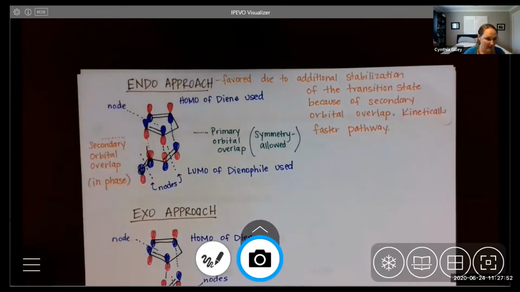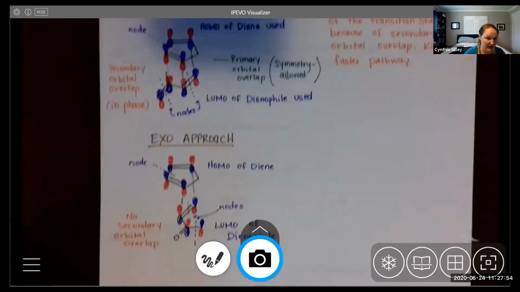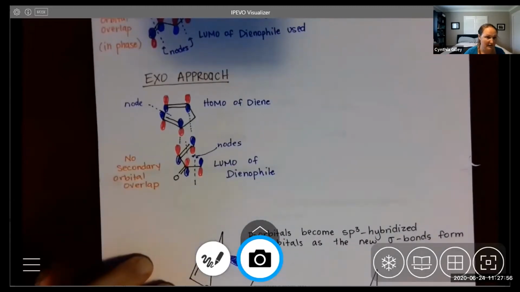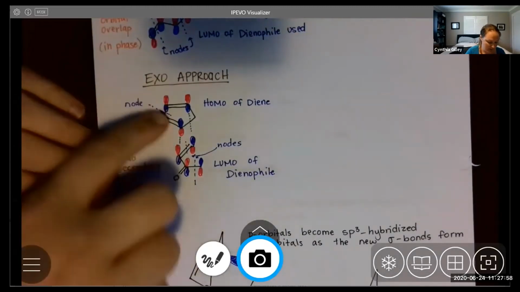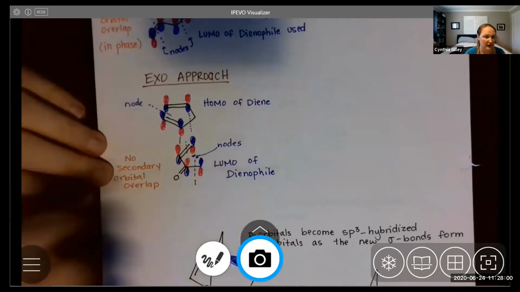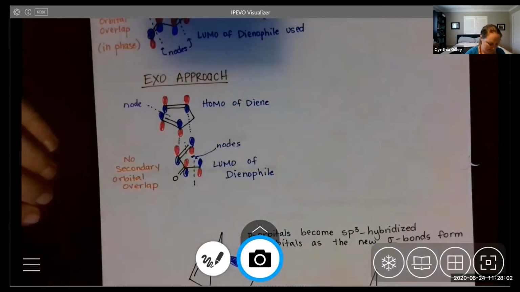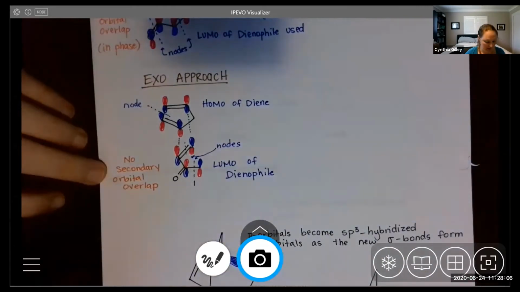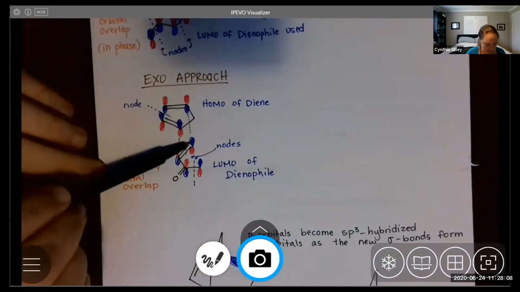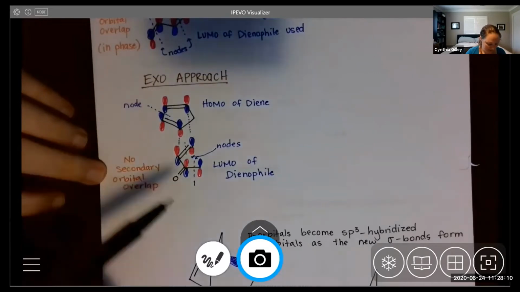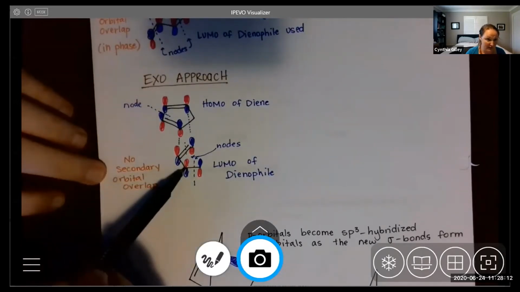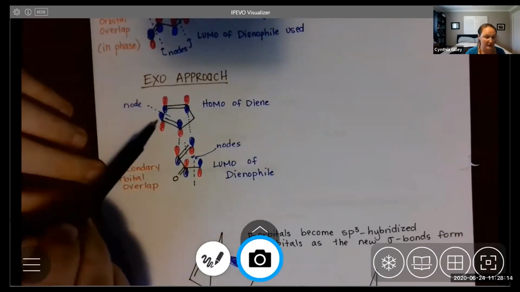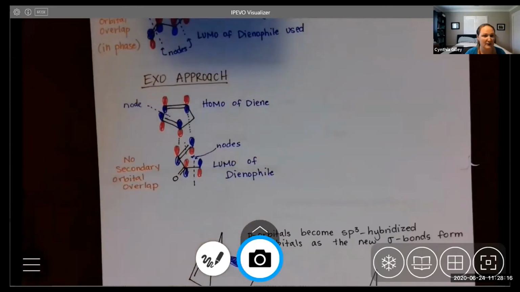If we come over here to the exo approach, I drew the same HOMO and LUMO. Right? And we're still seeing the correct overlap here. We make two new sigma bonds, so blue, blue. But now this p orbital is way too far away in this one to do any kind of overlap. So that transition state isn't stabilized the way the other one was.